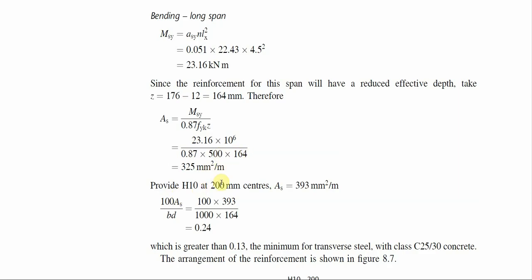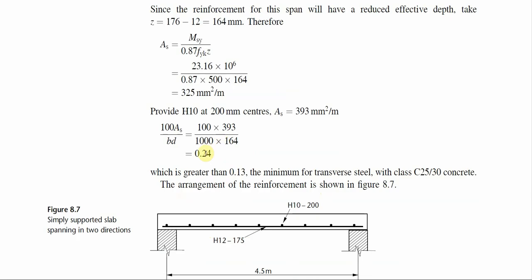Then we are providing this. This is our As provided now, which is this. Calculate 100 As over bd also, which is 0.24. So since 100 As over bd is 0.24, it is greater than the 0.13, which is the minimum for transverse reinforcement.